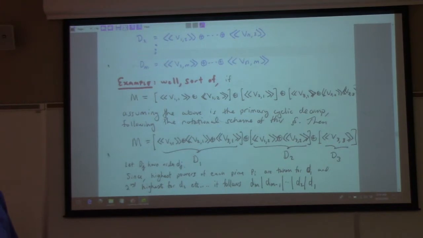So by doing this, rearranging them, you have the same set of elementary divisors. They've just been rearranged in such a way that the order of this and the order of that and the order of that satisfy this divisibility condition. In particular, the order of D3 divides the order of D2, which divides the order of D1, like so. This is the so-called invariant factor decomposition.